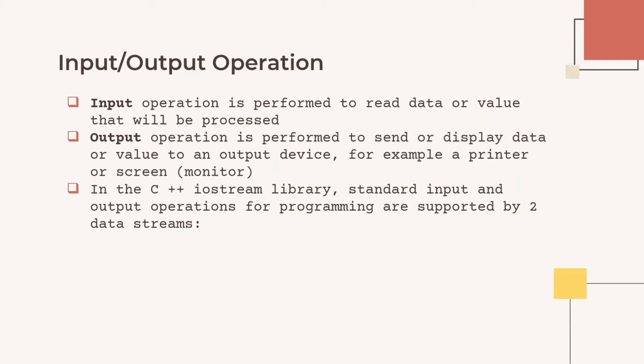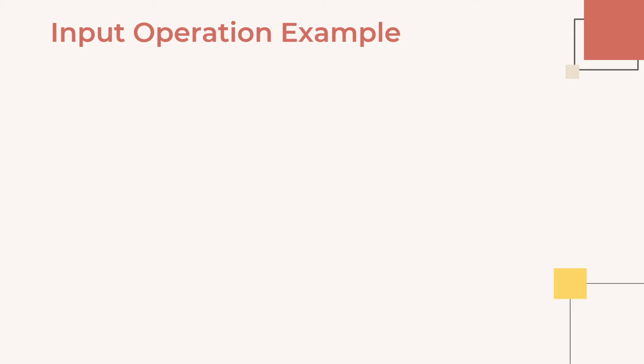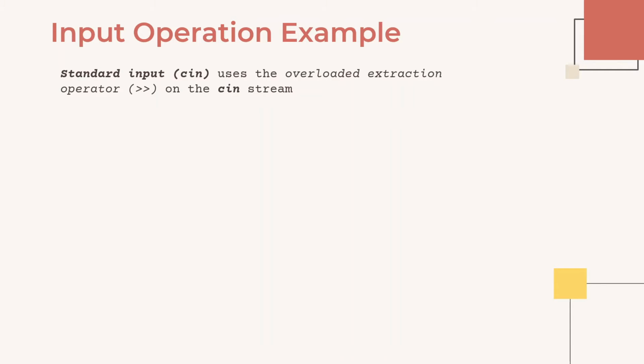In the C++ iostream library, standard input and output operations for programming are supported by two data streams, cin for input and cout for output. Standard input or cin uses the overloaded extraction operator on the cin stream. The example of using cin can be seen in this following image. This example waits for input from cin from the keyboard to be stored in the h variable. The cin command will process the input from the keyboard only once and the enter key must be pressed.